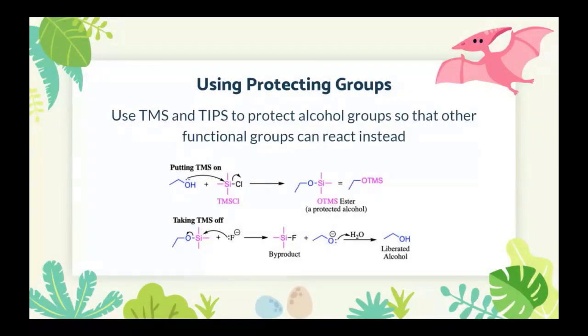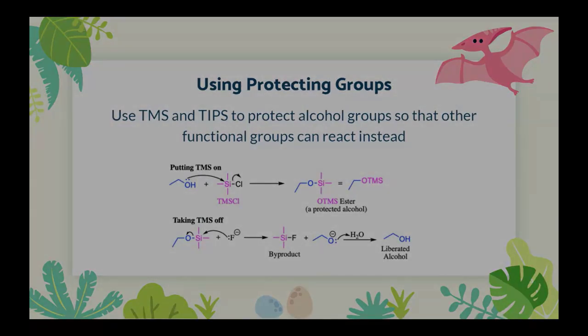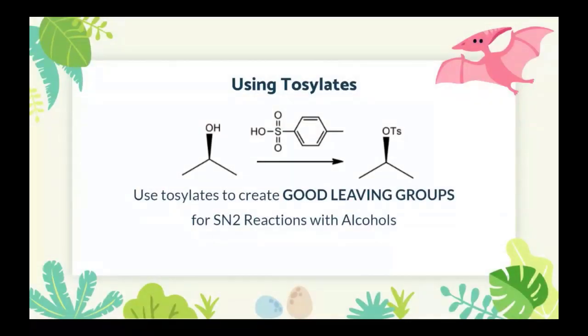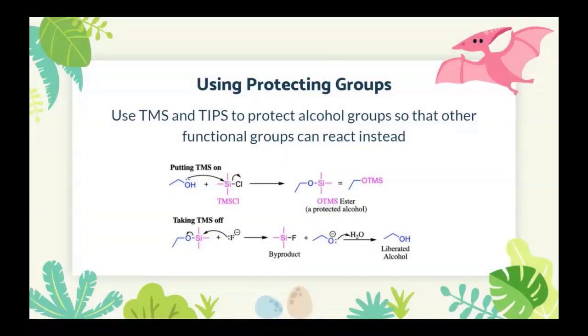You can also use protecting groups similarly to prevent them from reacting. So this is a bit different. I know they have similar letters. Tosyls, you'll typically just see called tosylation. TMS and TIPS protect alcohols. So they're not going to be making it into a good leaving group, but they're going to be making it basically unable to do any kind of reaction.